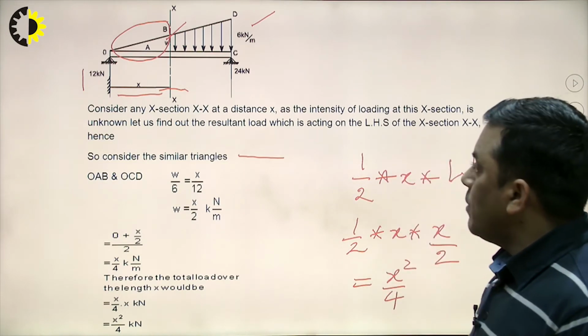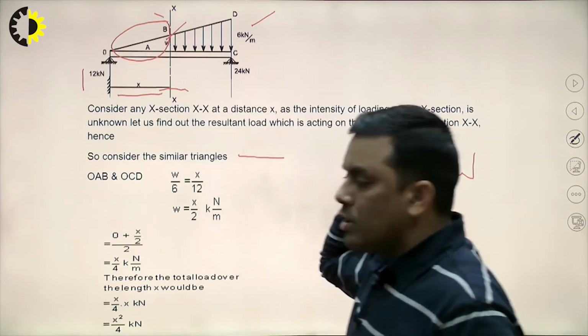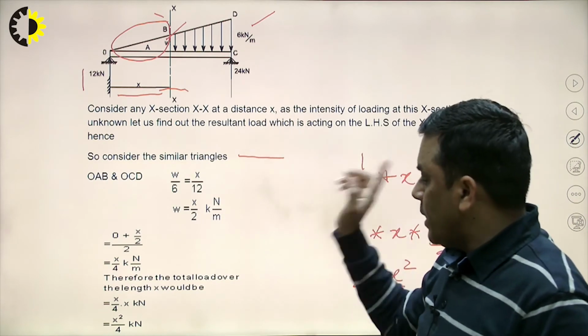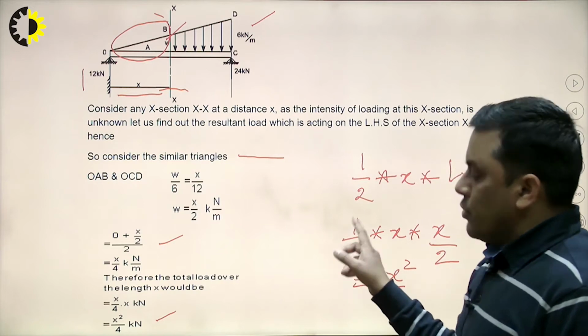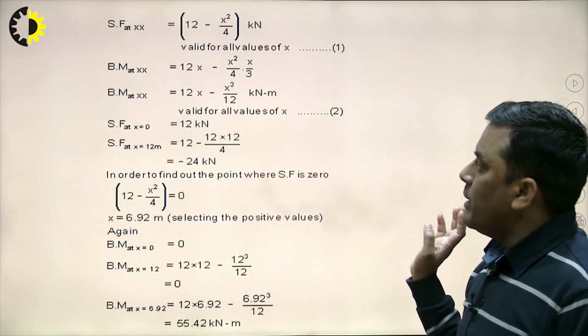So, this is the value of what? This is the value of load, which is on the left side. Which load? UVL load, the load of UVL. So, it is found either by taking the average or by taking the area of the triangle. Okay. So, this point. Now, come to the shear force and bending moment equation.